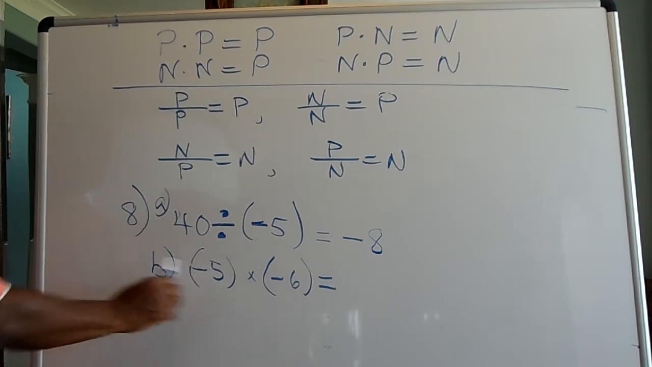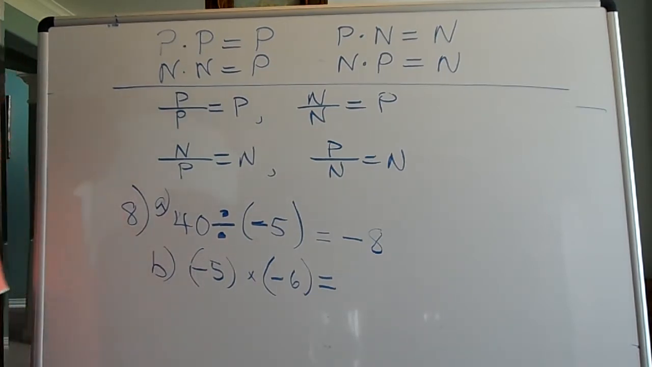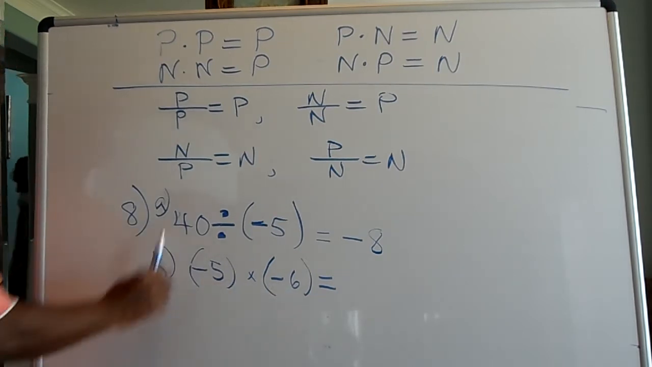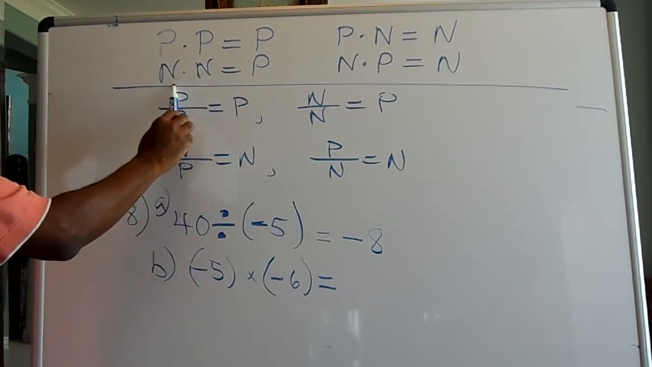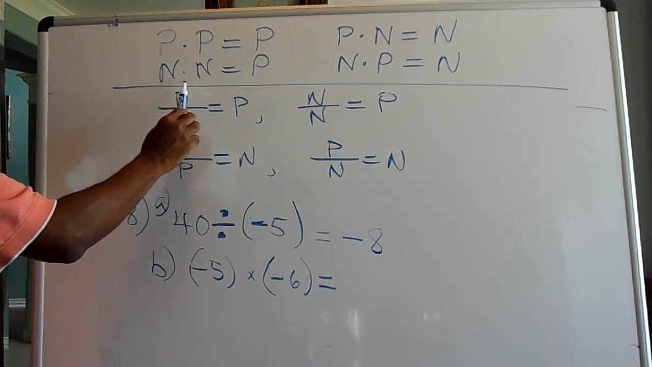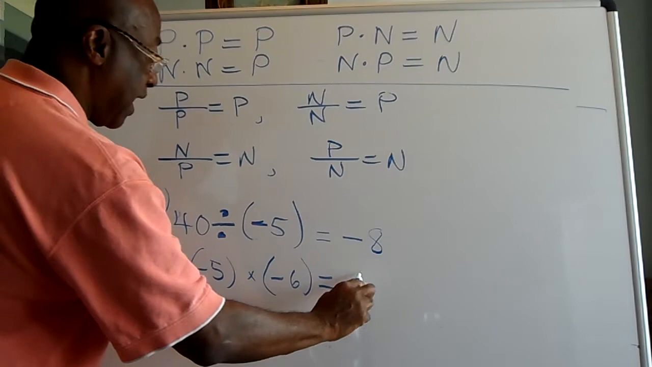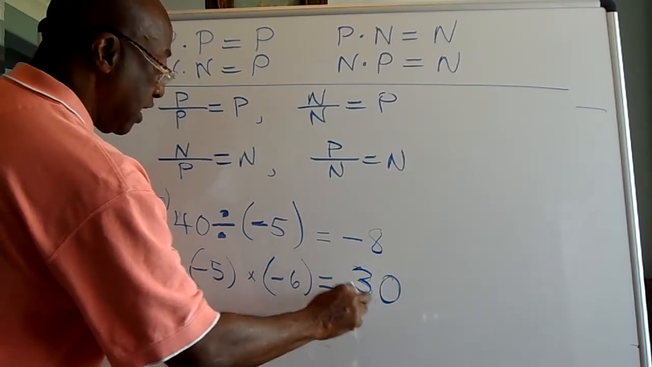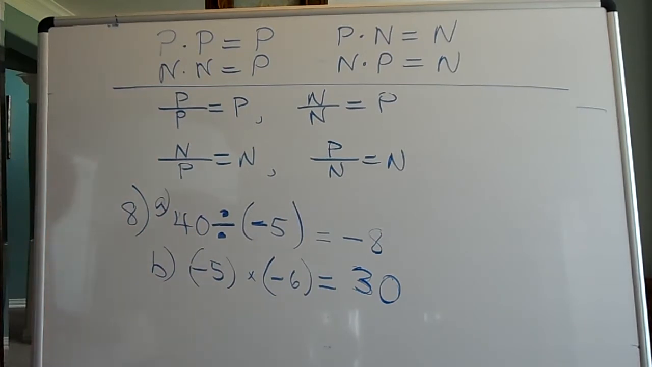The next one is a multiplication problem. Negative 5 times negative 6. Well, we're asked to multiply two negative numbers here. Look at our table of rules. You don't have to guess. A negative times a negative gives us a positive. So that's going to be a positive 30. Negative 5 times negative 6.